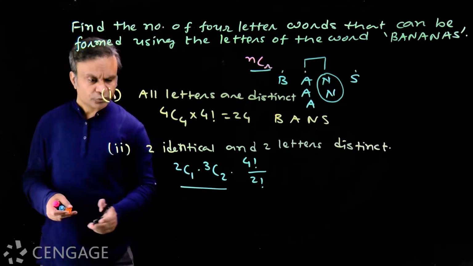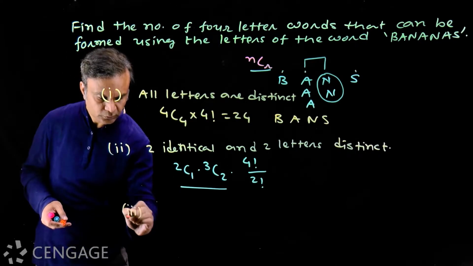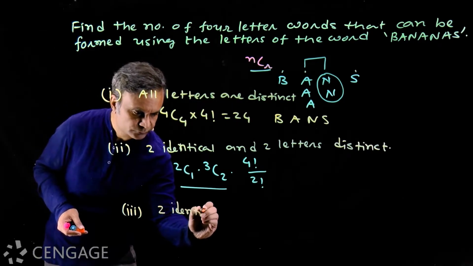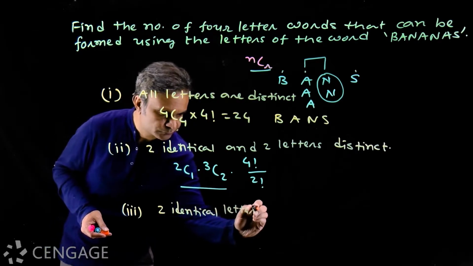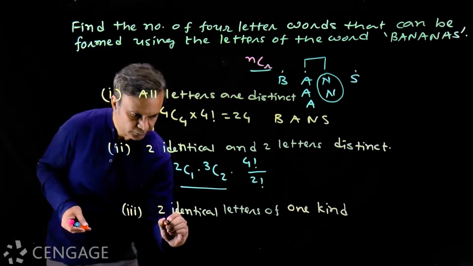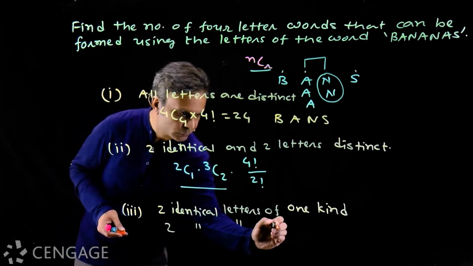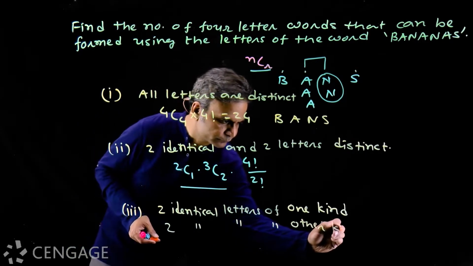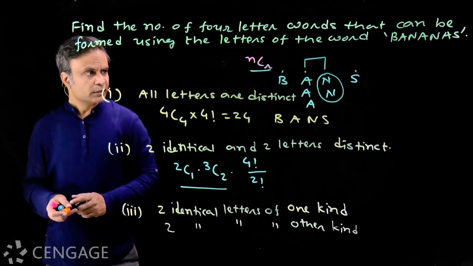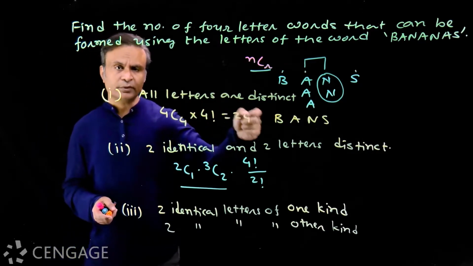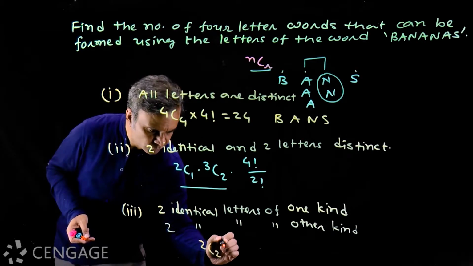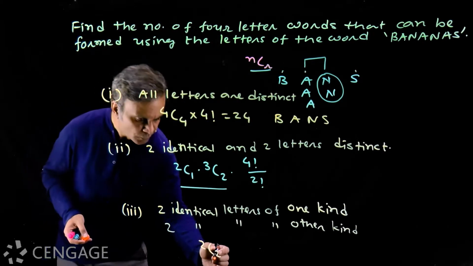Okay, let's take some more possible cases. क्या हो सकता है एक और केस? We have 2 identical letters of one kind and 2 identical letters of other kind. That means we have to choose 2 pairs of identical letters, and definitely those letters will be double A, double N. So we have only one way of selection. We can write this way also, 2C2. So the job of selection is over.